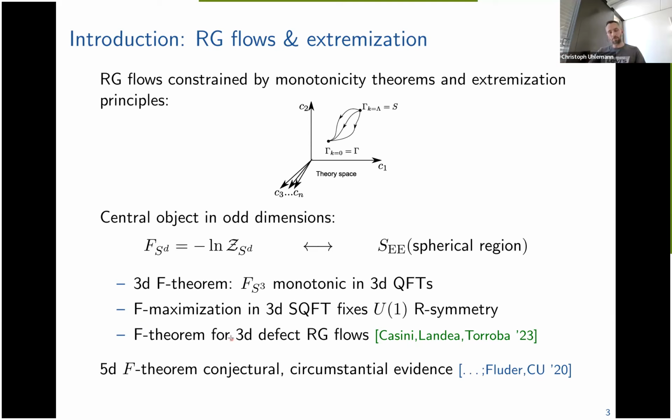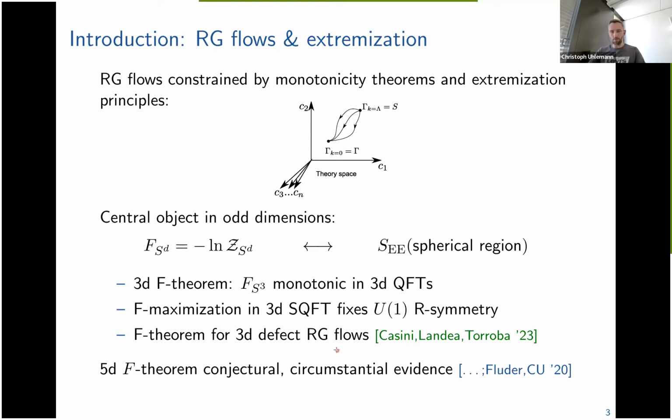For three-dimensional defects in higher dimensional theories, an F theorem has been established only very recently by Cassini and friends. And that will be a useful guiding principle for some of the things we talk about. As far as the ambient theories are concerned, though, there are no general monotonicity theorems for the free energy in 5D. So we have pretty substantial circumstantial evidence in a variety of contexts. So this won't hurt us too badly.